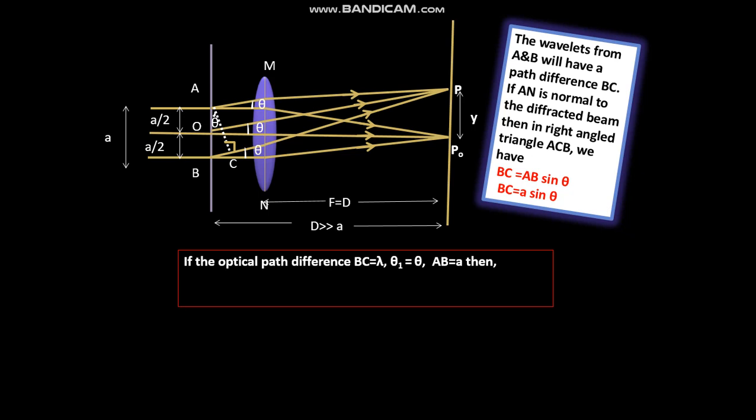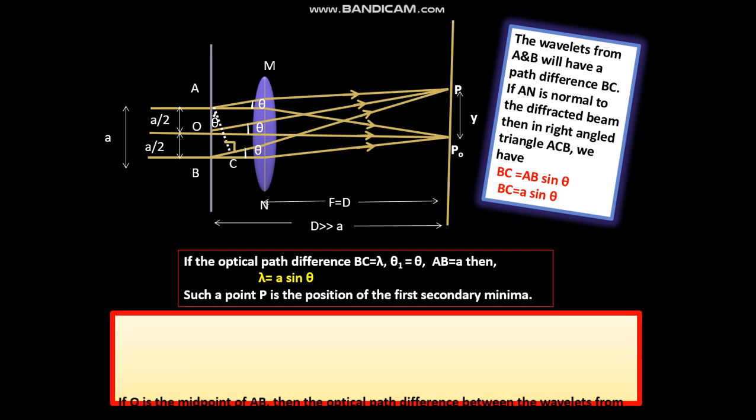If the optical path difference BC is lambda, theta 1 is theta, AB is equal to A, then what we have is lambda is equal to A sine theta. Such a point P is the position of the first secondary minima.